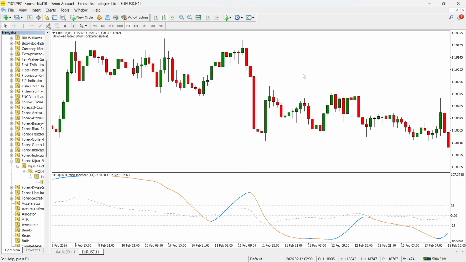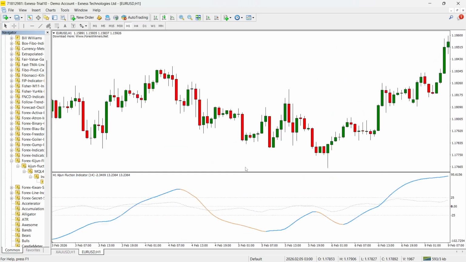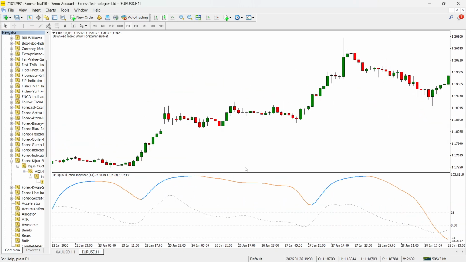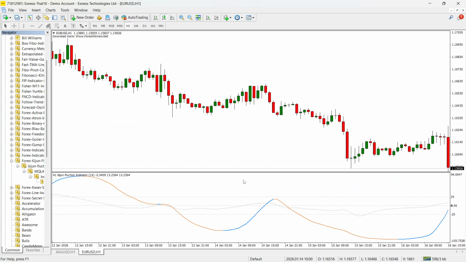So who is the indicator for? The Forex Kijun Fluction Indicator is aimed at traders who want a single tool that can show both overbought/oversold conditions and the direction of the current trend within one curve. It can be particularly attractive for newer traders because it combines a clear color change with defined value zones, reducing the need to manage multiple indicators for trend and momentum.